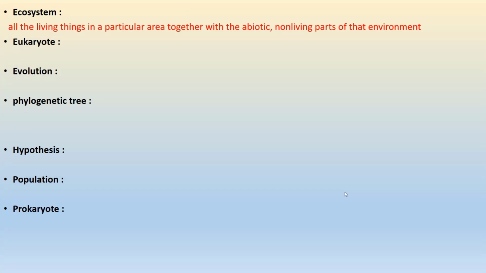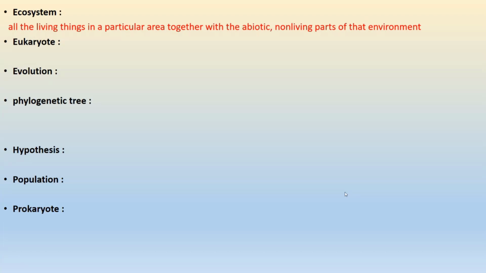Anybody who wants to go for it? All right, an area where living organisms and non-living organisms live together. All right, promoting life. Somebody said an ecosystem is a community of interacting organisms and their environment. Yes, you are both correct. An ecosystem is all the living things in a particular area that live together with the abiotic, non-living parts of that community or environment. So you are all correct in that description.